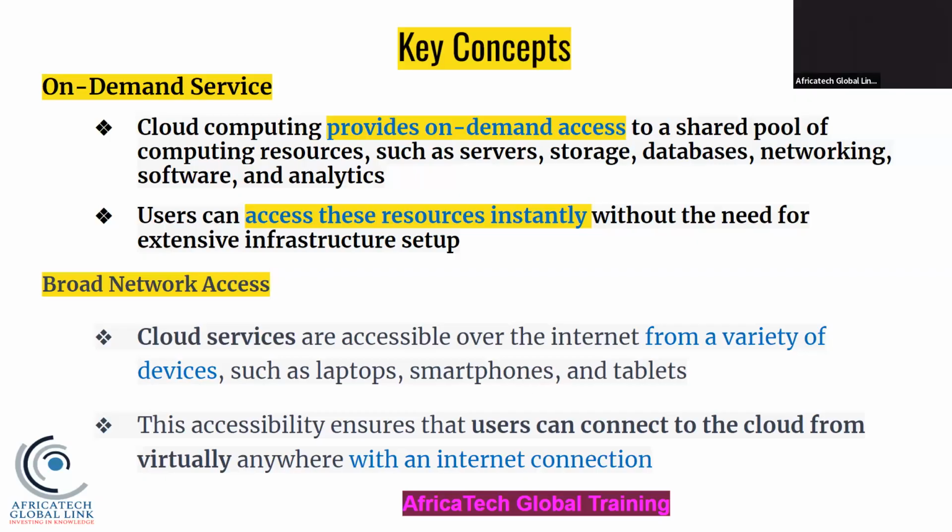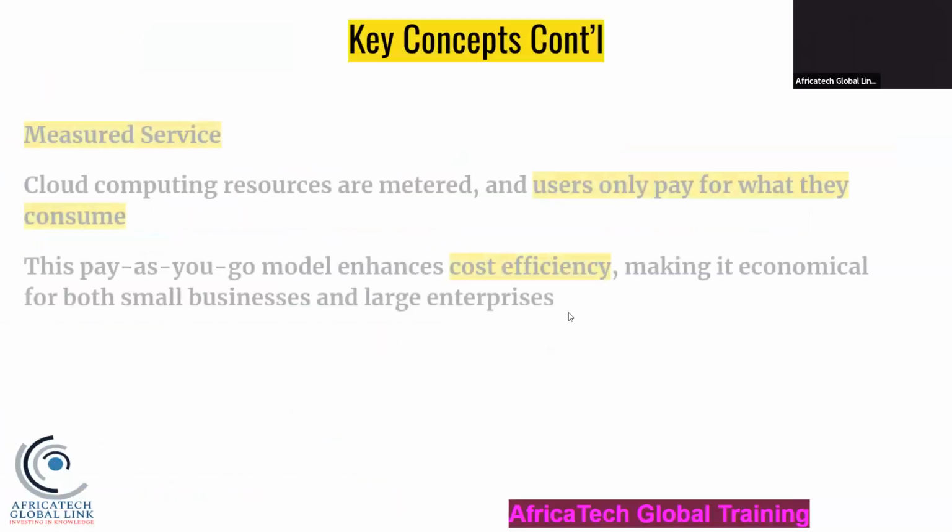Broad network access. Cloud services are accessible over the internet from a variety of devices. You can use any tools like laptops, smartphones, even tablets to access your stuff. You can go on the internet, you can shop on the internet with your phone, you can do a lot of stuff. So you don't need only a computer. This accessibility ensures that users can connect to the cloud from virtually anywhere with an internet connection. As long as you have internet, you can connect. You can just go and retrieve your stuff. Before, I needed just a computer to retrieve something, but even with your phone, they are making it accessible. Even if you have a tablet or a laptop, anything you can have, okay?